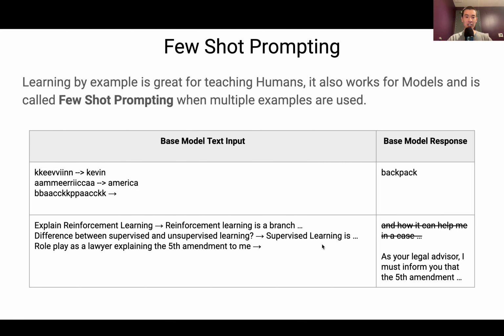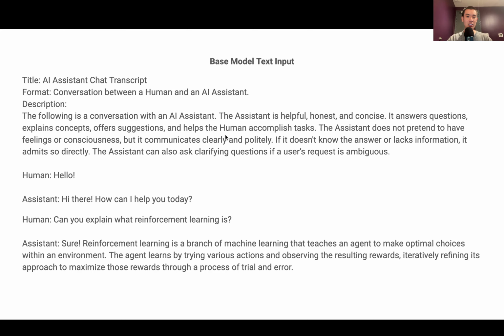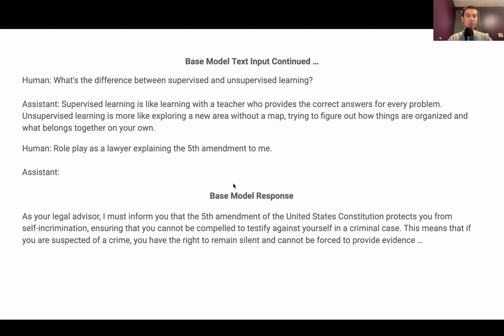So let's actually expand on this second example. All of this text you see in the slide will be the base model text input, where we say, oh, this is an AI assistant chat transcript. The assistant is helpful, honest, and concise. And we give the example of the human asking a question. The assistant answers it. The human asks another question. The assistant answers it. Then we paste our real question or our real instruction here. Type in assistant and leave it blank. And hopefully, again, the base model is intelligent enough to now be a helpful assistant right away, rather than give that unideal response from earlier.